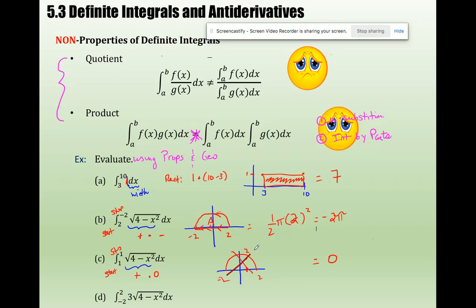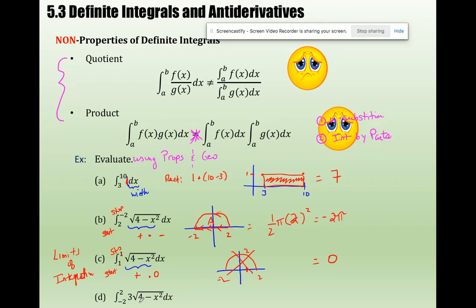I didn't need my graph. I don't care what my integrand is. If my limits of integration, that's another vocabulary word for you, the bounds, the start and the stop, are equal, your integration value will always be 0.